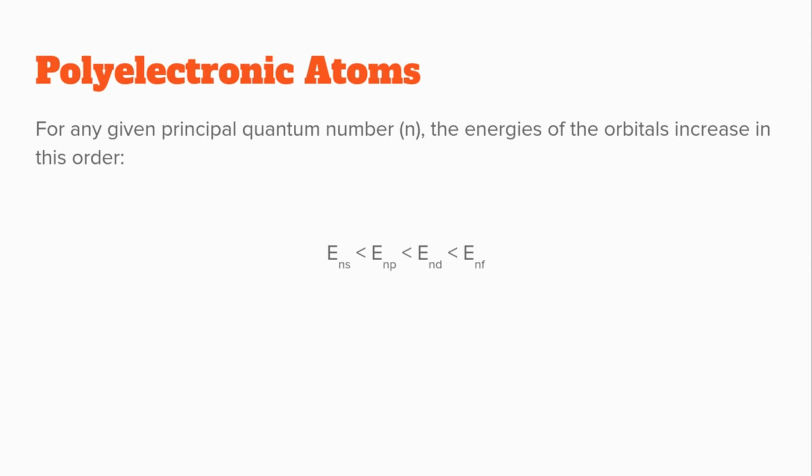Whenever we have multiple electrons in an atom, the energies of the orbitals for our principal quantum number, n, will increase in this order. So the s orbital will always be the least amount of energy, followed by p, then d, then f, if these are all the same energy level. So like 4s is always less energy than 4p, which is less than 4d, which is less than 4f.